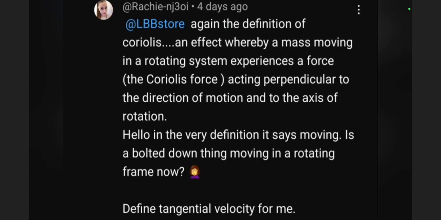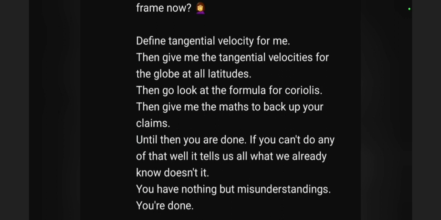When a plane is stationary, on the runway for instance, it's not experiencing a deviation, is it? No, because it has to be moving. So your stop sign is a gross misunderstanding or a straw man. I then ask him to define tangential velocity for me. Then give me the tangential velocities for the globe at all latitudes. Then go look at the formula for Coriolis. Then give me the maths to back up your claims. Till then, you are done.